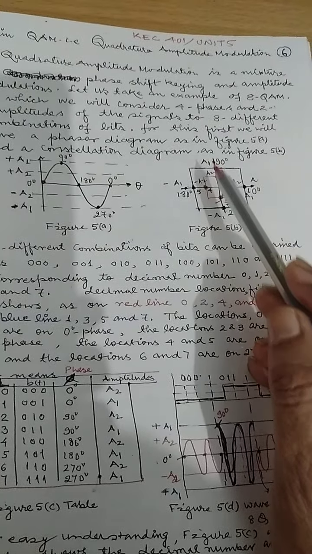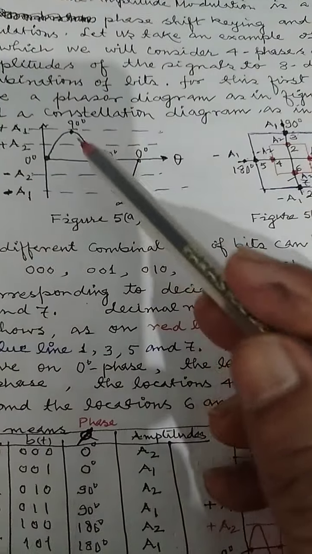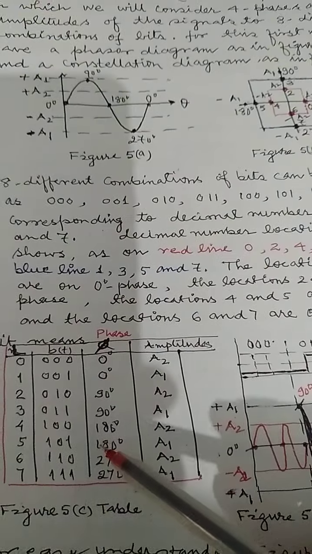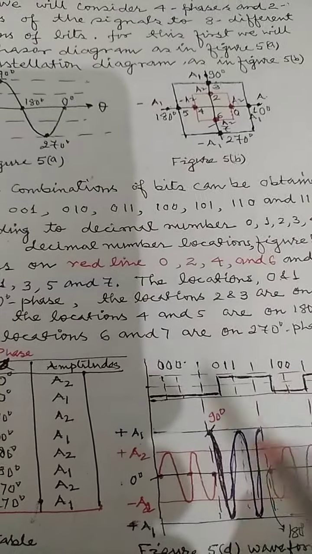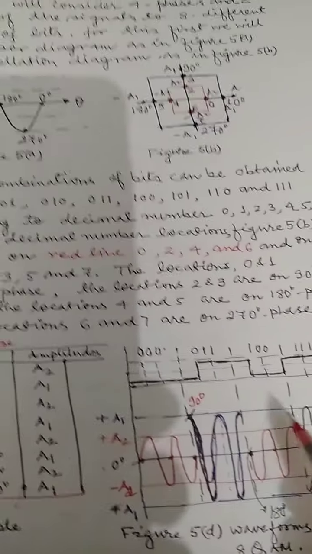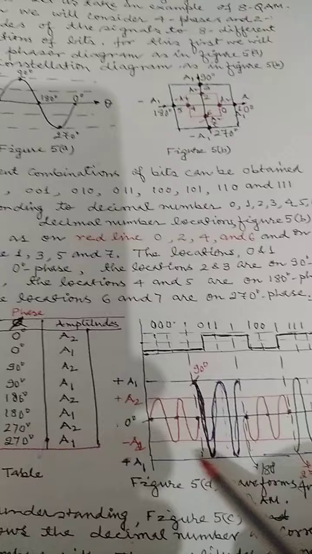Here we have drawn the X and Y diagram, and here we have drawn the phasor diagram. Here we have taken the table. Here we have taken the sequence which we want to transmit, and here we have converted this sequence into the QAM form.